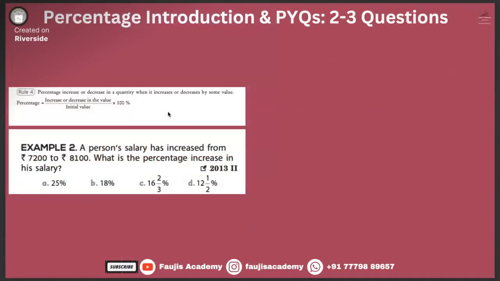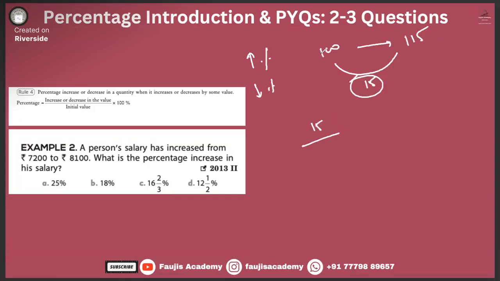The fourth concept over here is percentage increase or percentage decrease in a quantity, when it increases or decreases by some value. Percentage is equal to the increase or decrease in the value divided by the initial value, into 100. Let us say the value was 100 and it got increased to 115. So how much did it increase by in absolute value? 15. This is the increase divided by the initial value. How much was the initial value? 100 into 100. How much is that? 15%.